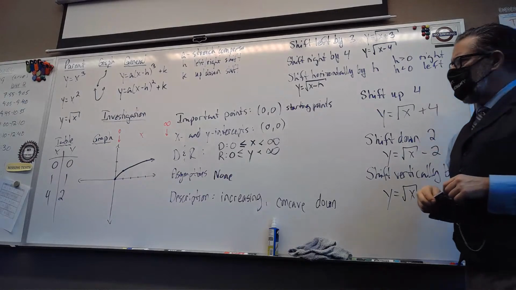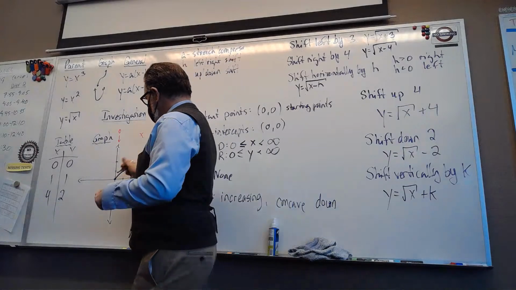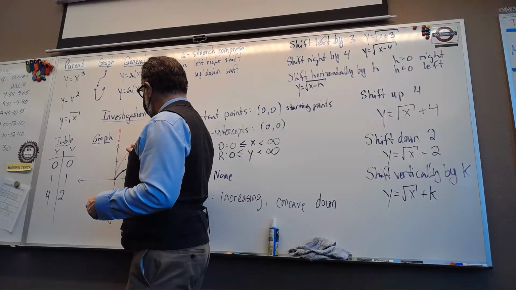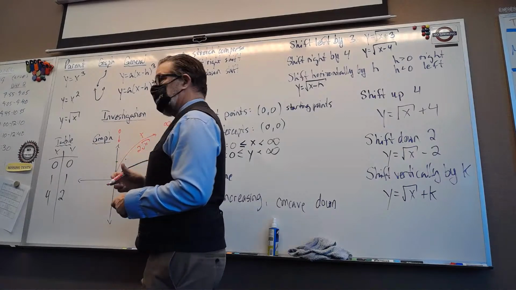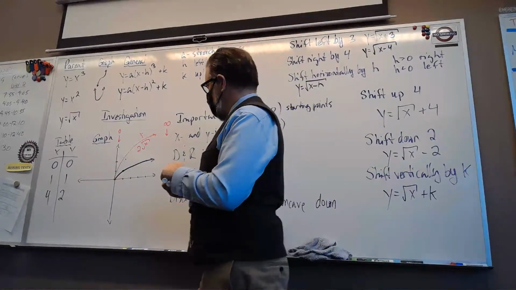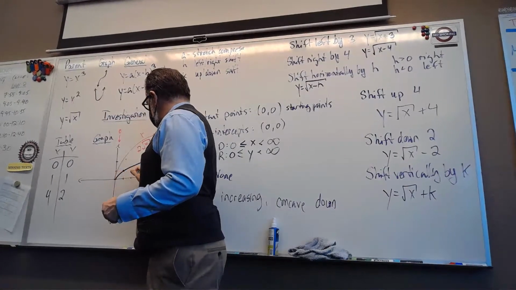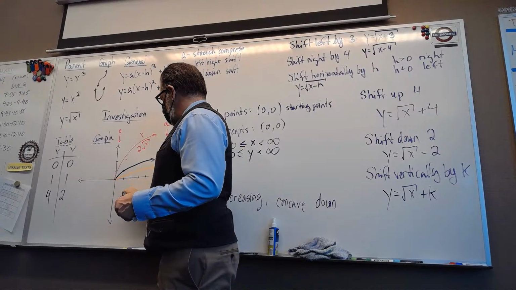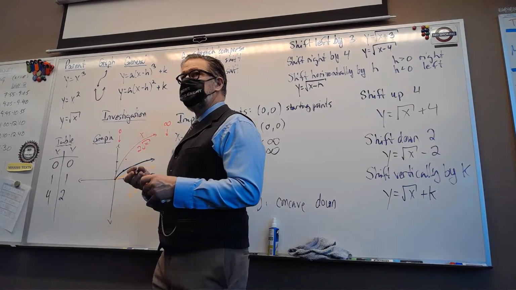If we multiply this by 2, this goes up twice as fast. This is 2 times the square root of x. If we multiply this by 1/2, it goes up 1/2 as fast. And we have 1/2 times the square root of x.